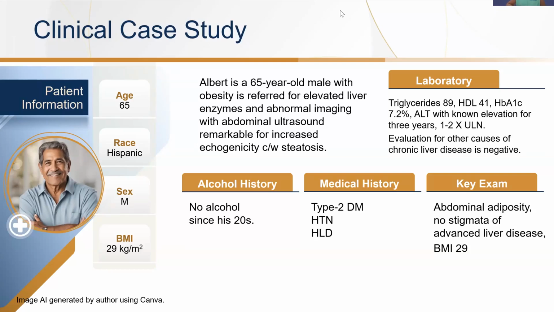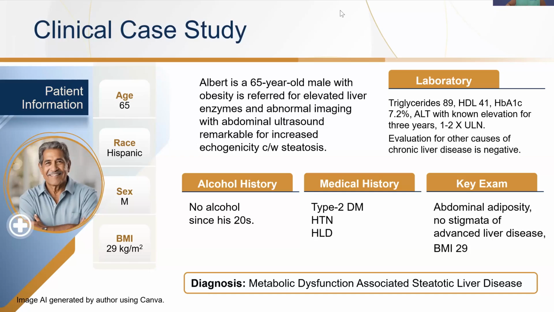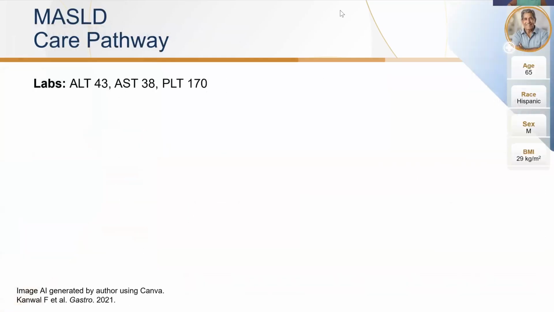And on exam, the things that we look for to make sure patients don't have any significant advanced liver disease are negative. So he has his weight in his belly, but he does not have any telangiectasias. He doesn't have any lower extremity edema. He's not jaundiced, etc. So based on this, he has imaging that is consistent with fatty liver disease. And because we know he's not a drinker and his secondary liver workup is negative, we're going to say that this gentleman has metabolic associated steatotic liver disease.